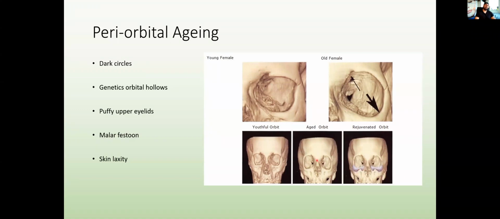And what does that do to the size and the shape of the orbit? It makes it a little bit more circular and smaller again. Okay, so it's very important to know what's happening underneath the skin before we ever inject the skin.